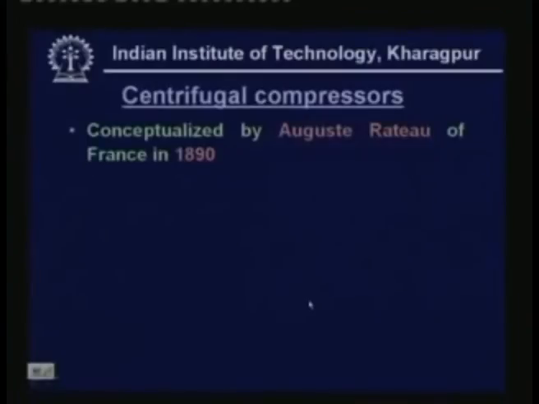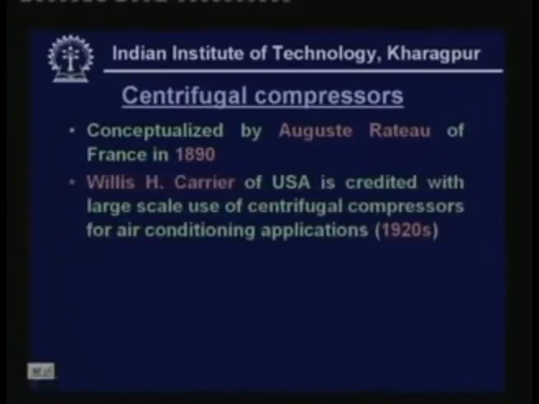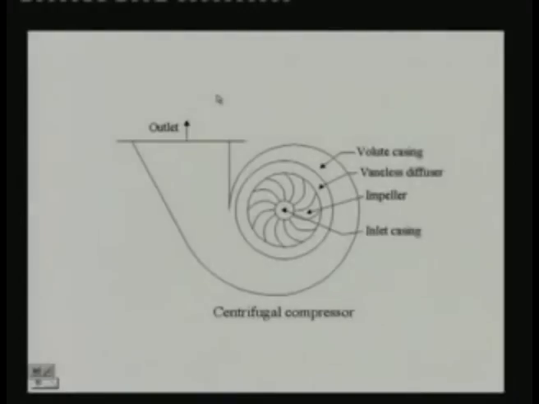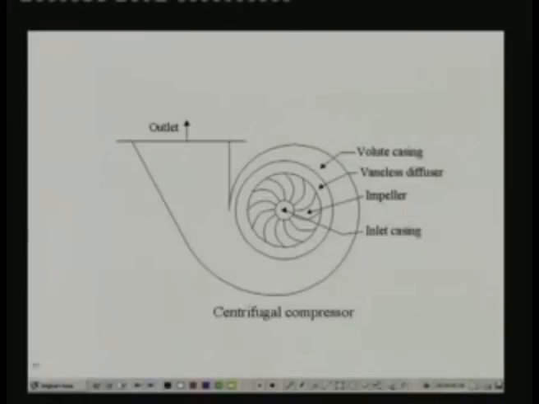Now let us briefly look at the centrifugal compressor. As I mentioned, a centrifugal compressor comes under the rotodynamic type, and it was first conceptualized by Auguste Rateau of France in 1890. And let me show the schematic of a centrifugal compressor. You have a fast rotating impeller, this will be rotating in this direction or in the opposite direction.